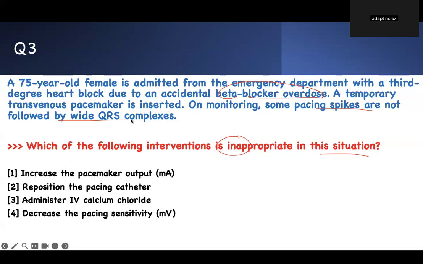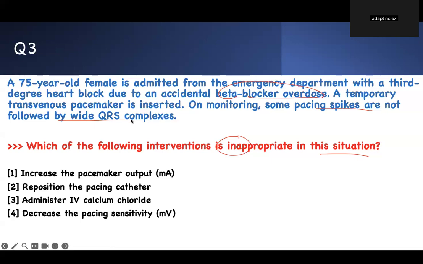Why D is the wrong answer. This is decreasing the pacing sensitivity. It's a problem because if you decrease the sensitivity, that means you're raising the mV setting. It makes the pacemaker less responsive to intrinsic electrical activity. So that's why. But what does the pacing sensitivity actually affect? Sensing, not capturing, right? So adjusting sensitivity is irrelevant in this. I mean, it's not going to help you anyway. You don't need to do that because those are not appropriate in this situation.